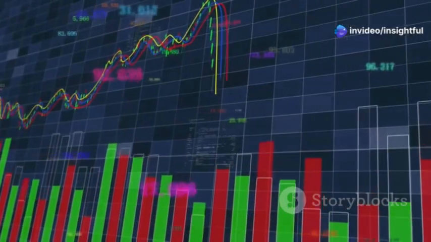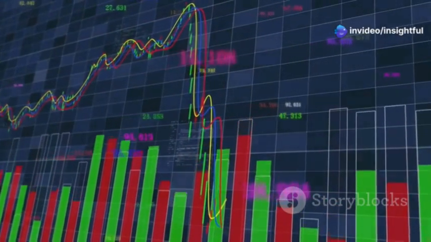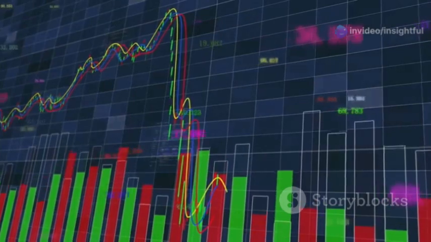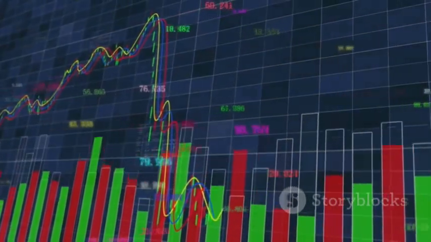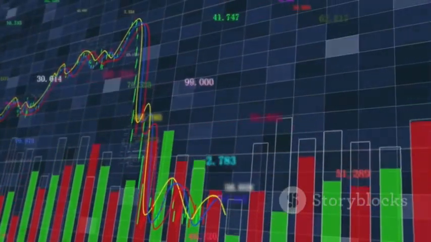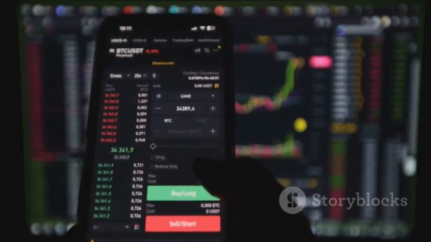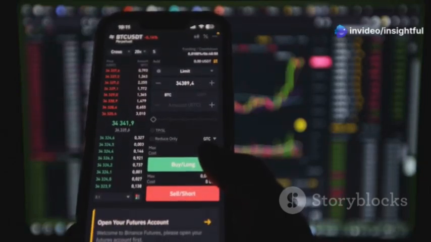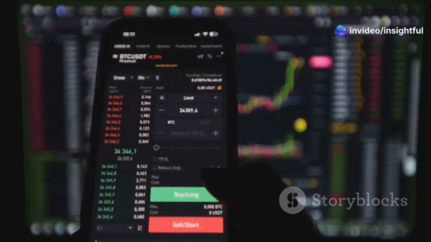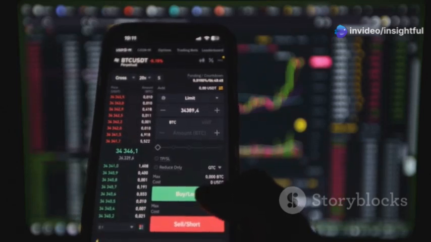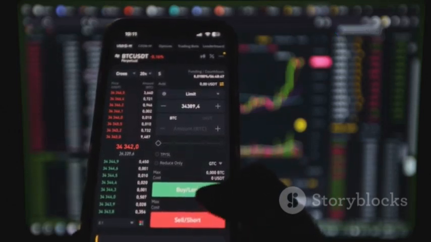Each Greek provides insights into how an option's price will react to changes in factors such as the underlying asset's price, volatility, and time decay. By understanding these sensitivities, traders can make more informed decisions about which options to trade, how to manage their positions, and how to hedge against potential losses.